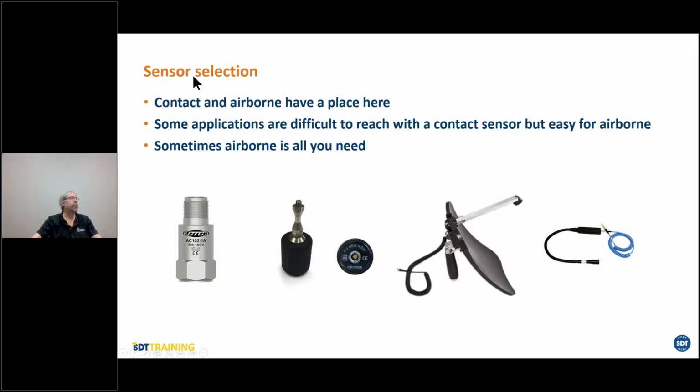Now let's move to the sensor selection, okay? This is a typical accelerometer sensor which you use in vibration. This is a typical ultrasound sensor which you use in ultrasound. This is an airborne sensor, which is a parabolic disc. This is an airborne sensor, which is a flex sensor, which has a microphone for ultrasound radio. You can use both of these sensors to detect your bearings.